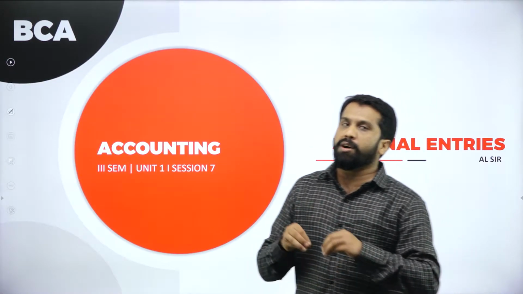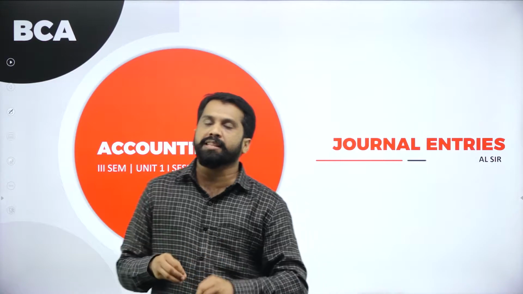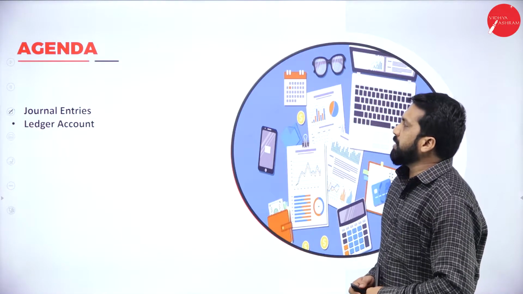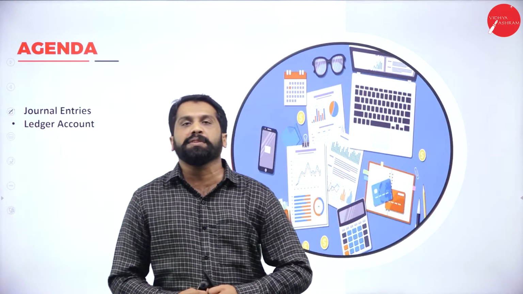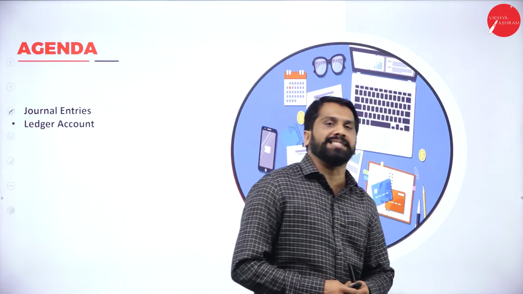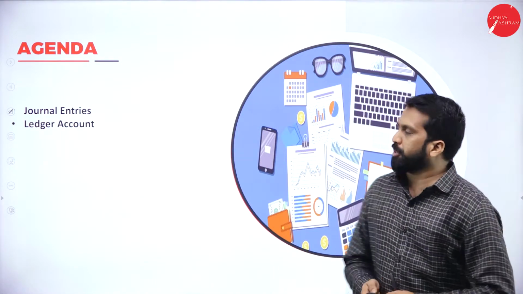Similarly, till now we were doing journal entries. It is nothing but your total score. Now we will see your individual marks, so what is your individual balance? That we will understand in today's session. So your agenda will be very simple. We will do two things. One will be your journal entry and the second one will be your ledger account. Journal entries as well as ledger accounts.